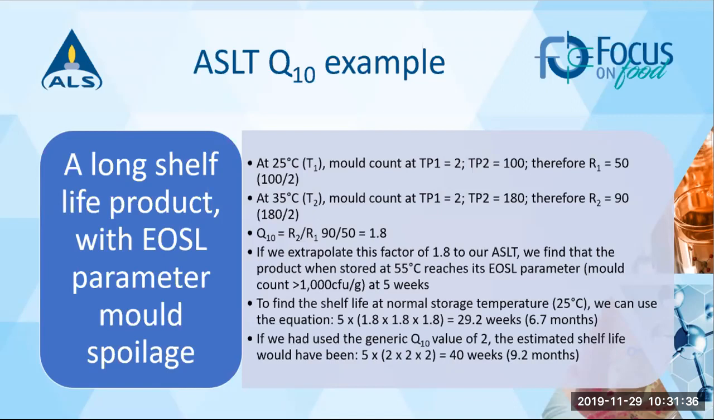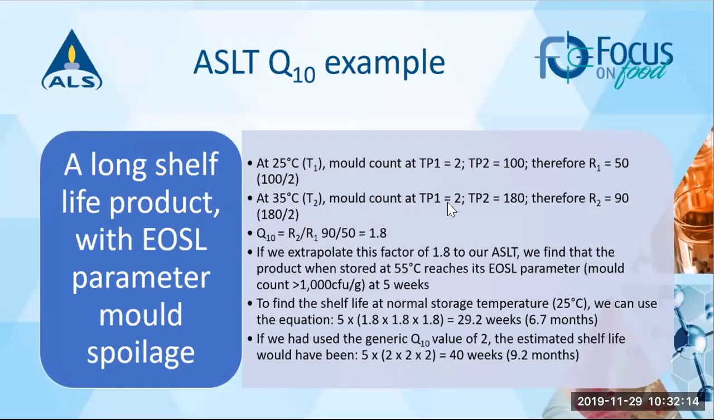So we can see that the control storage temperature, T1 here, is 25 degrees C, and at time point 1, the mold count was 2. At time point 2, under the same temperature conditions, the count had risen to 100. Therefore, the rate of spoilage, R1, for this product at 25 degrees C can be calculated by 100 divided by 2, which equals 50.